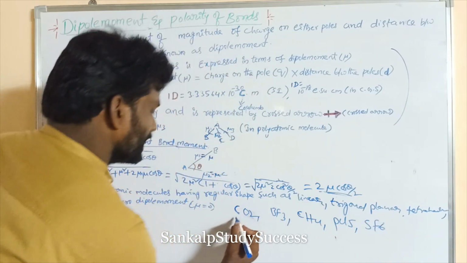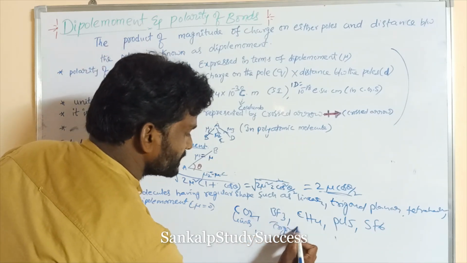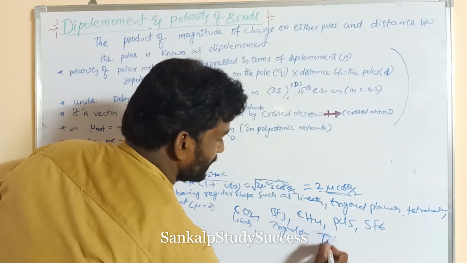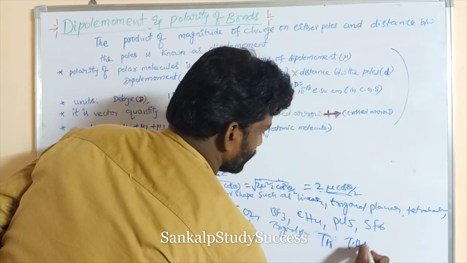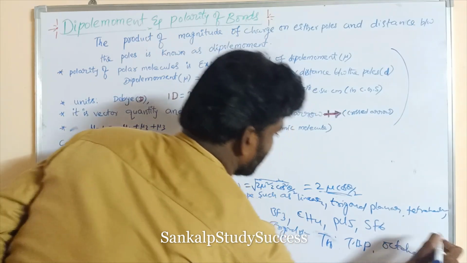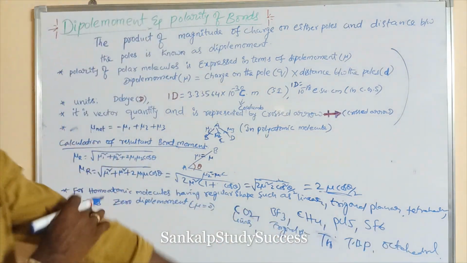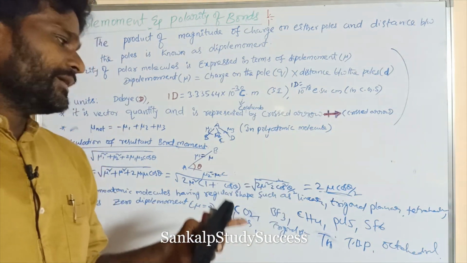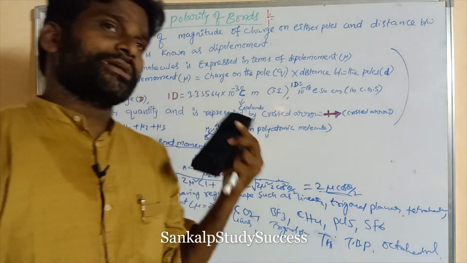So this is linear, this is trigonal planar, it is tetrahedral, and it is trigonal bipyramidal, it is octahedral. All these have a regular shape. Regular shape means it does not contain lone pairs. If the molecule contains lone pairs, its shape is said to be a distorted shape.